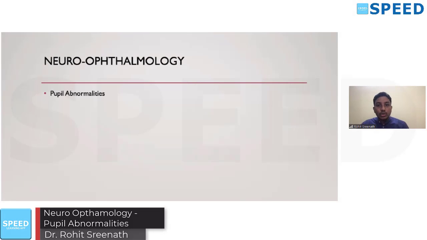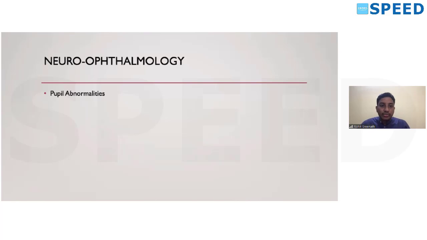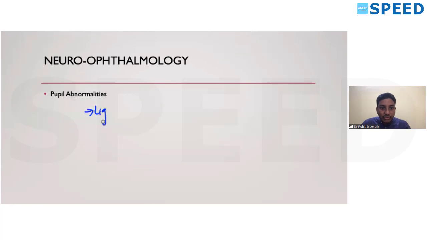Today we'll continue with neuro-ophthalmology. Today we'll do the abnormalities of the pupil. So before we start the pupillary abnormalities, a few things about the light reflex. We'll be talking about the light reflex, and we'll be talking about the abnormal pupil.